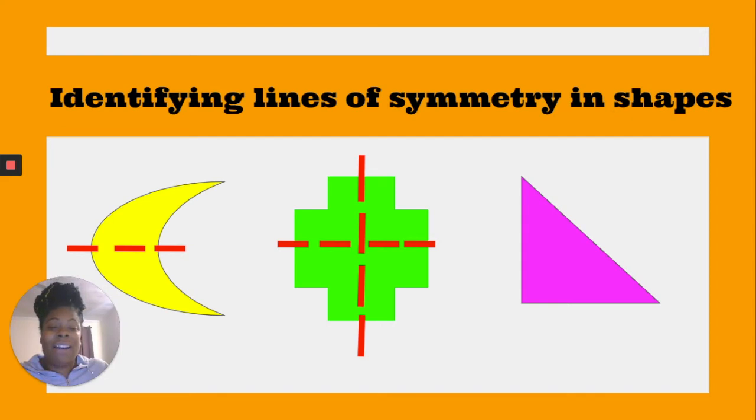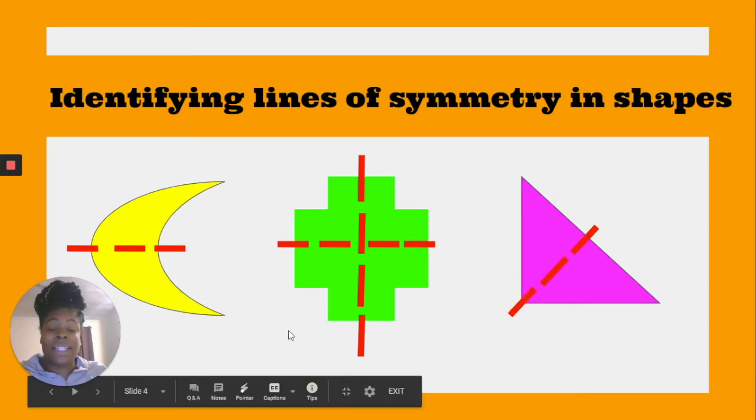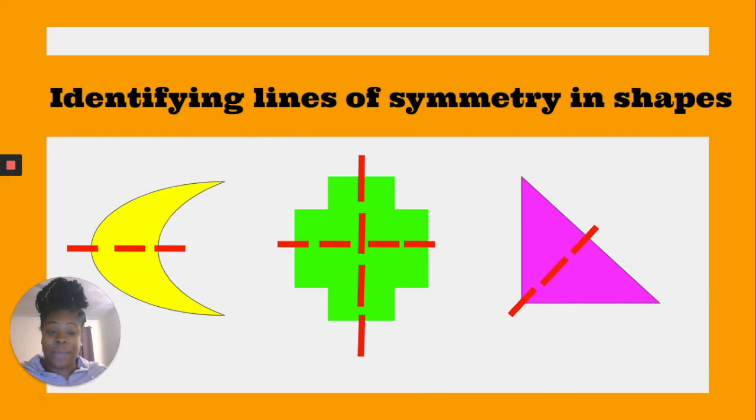All right, in our last shape, I drew a diagonal line of symmetry so that the left side and the right side could show congruency. Good job, boys and girls.